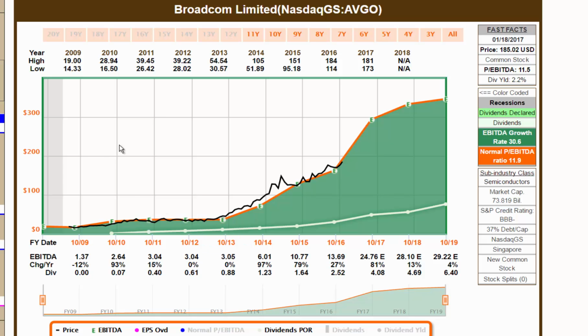But I do want you to notice when looking at this graph how closely the price has correlated to this EBITDA. But the thing that's really striking from the perspective of whether this is a good investment or not when looking at EBITDA is the fact that there is a very high forecast growth rate of EBITDA going forward for this company.